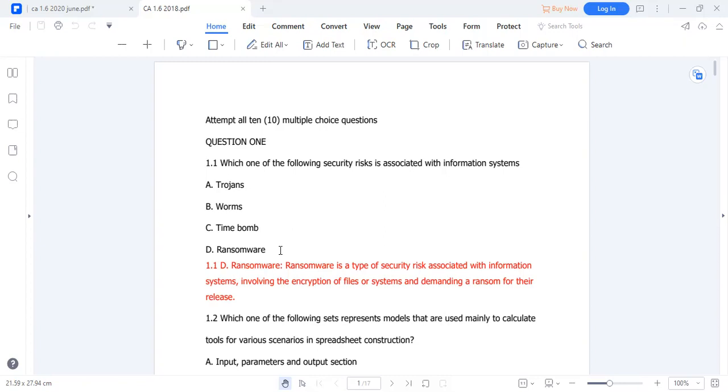Then we go to ransomware. That's what we're talking about. It is a malicious software which is designed to block access to the computer system. For instance, in cryptocurrency, they use these ones to avoid hackers. So A, B, and C are not correct. What is associated with security risks is what? D, ransomware.